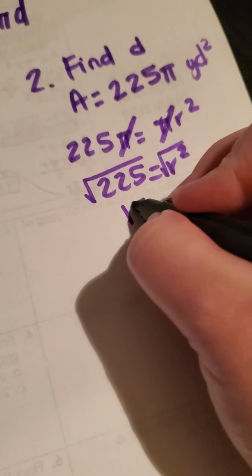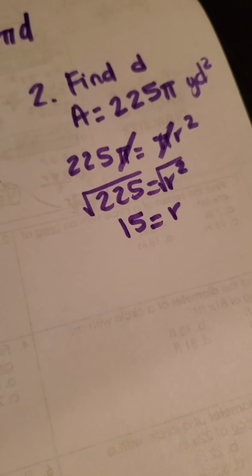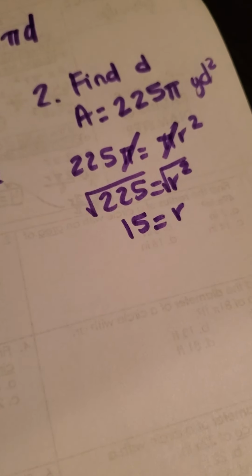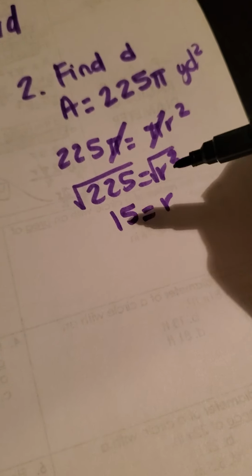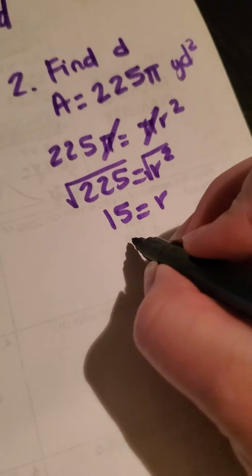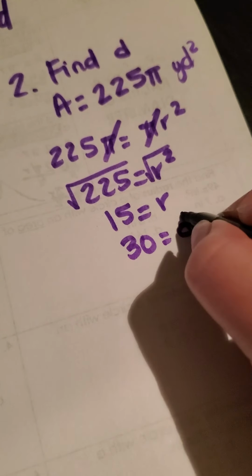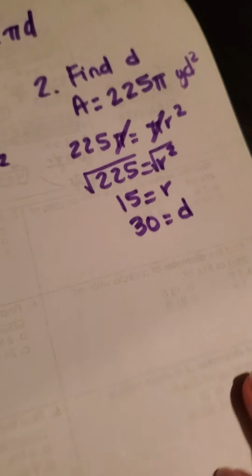Have to get rid of the square, so I'm going to take the square root. And the square root of 225 is 15. So 15 equals r. R is my radius. It's asking for the diameter. So the diameter is just the radius doubled. So I'll double 15. 15 times 2, 30 gives me my diameter.